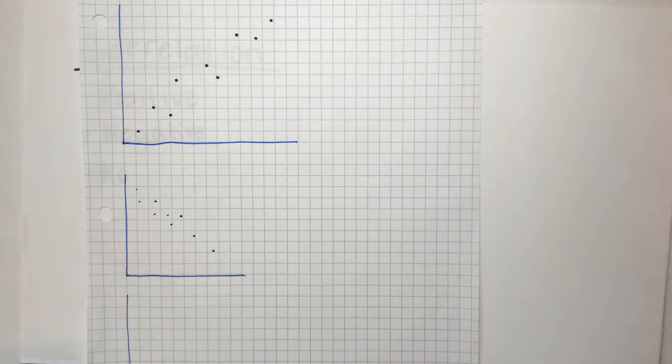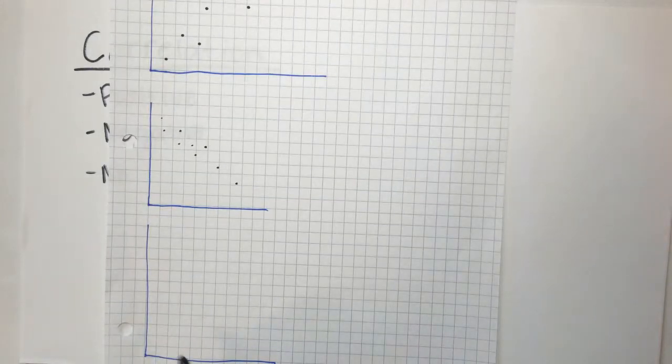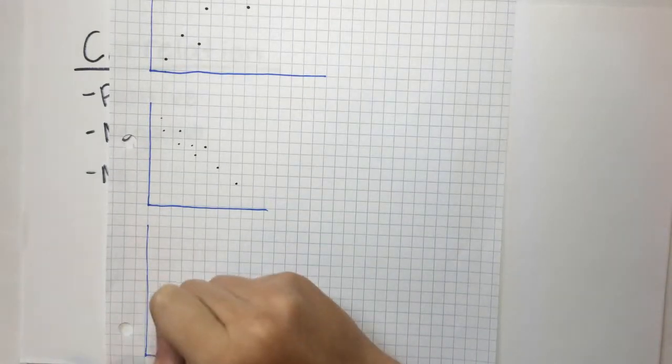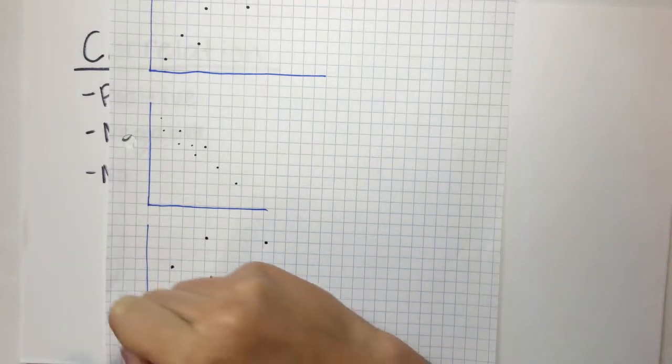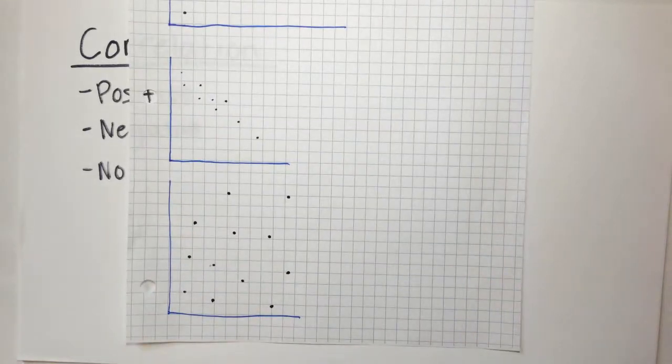See how the points here are generally going down? That is because there is a negative correlation. The points on this graph are pretty much all over the place, so that means that there is no correlation, because there is no way to predict what the next point will be.